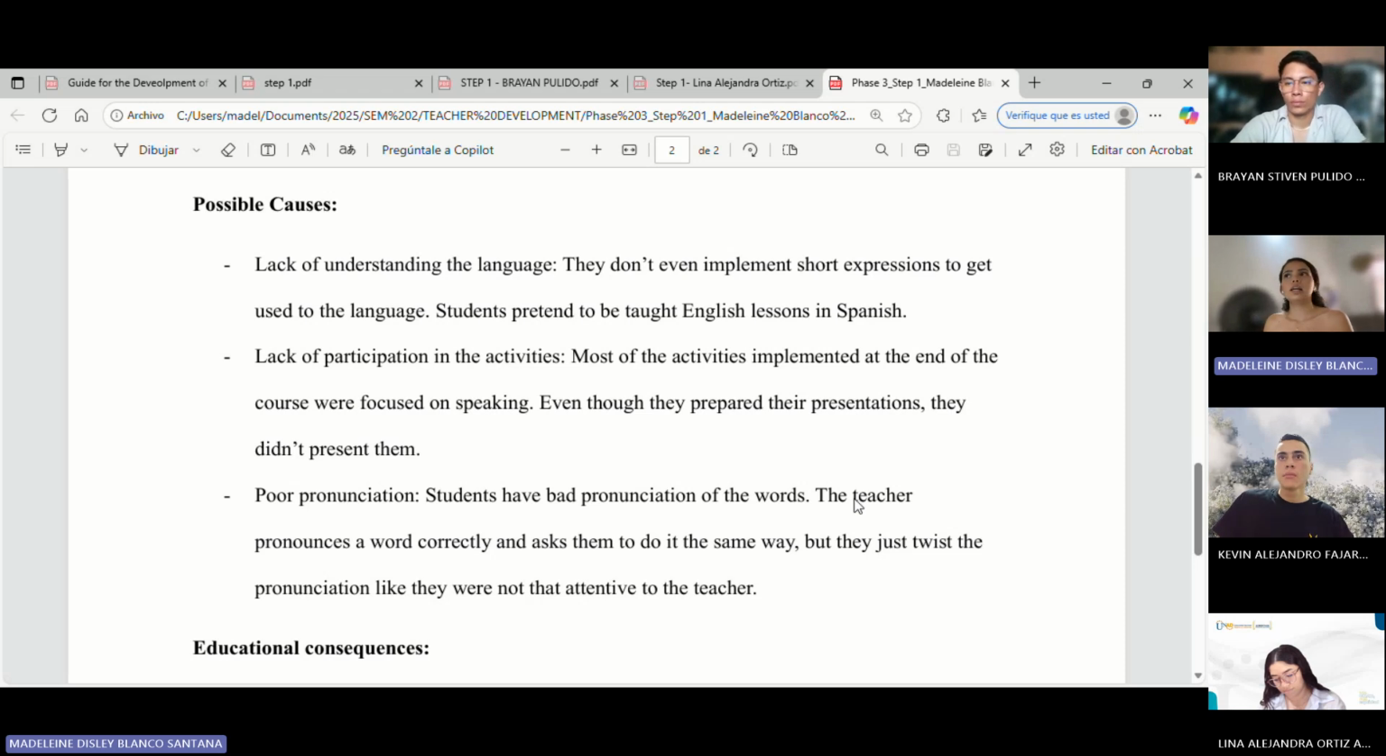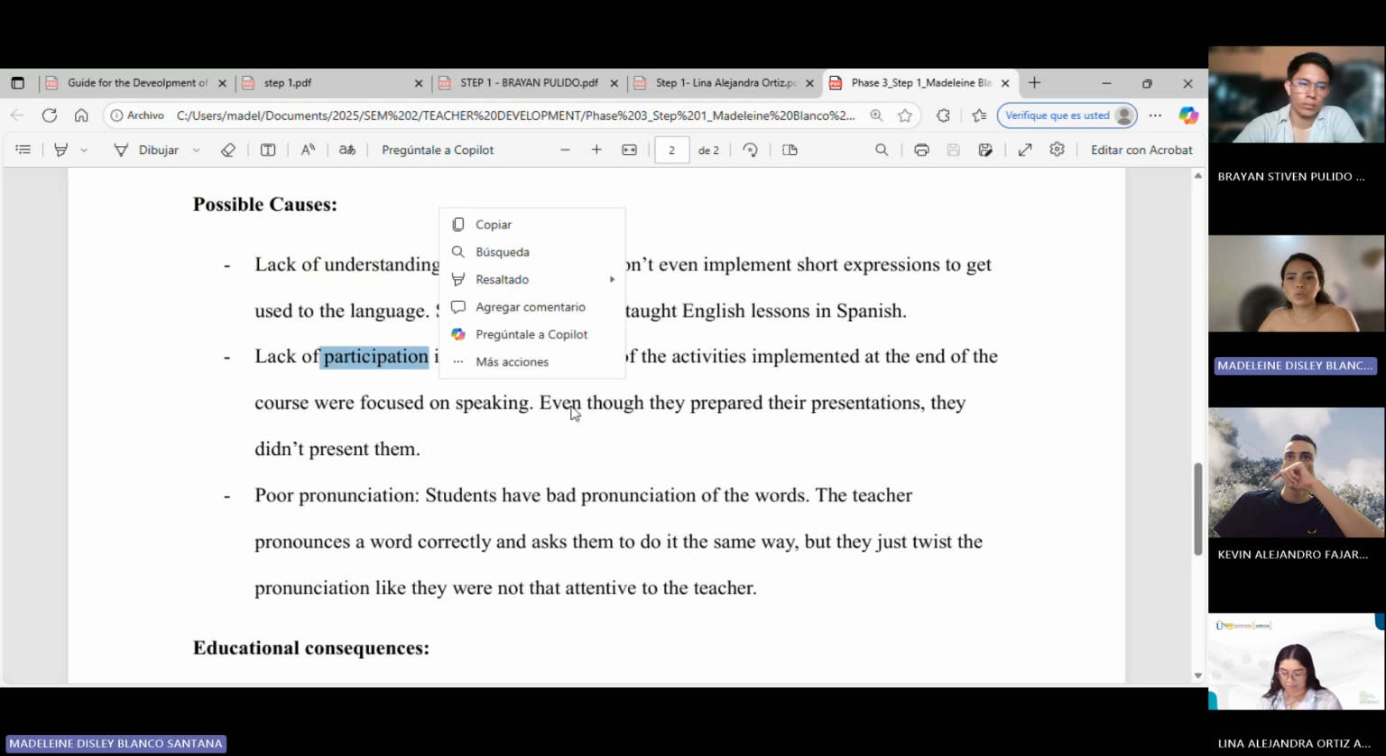And the other cause that I found is the poor pronunciation, especially for the spelling bee. I give them a word, and the rule was that as soon as they get the word, they have to pronounce it again, then spell it, and then pronounce it when they finish. So, for example, lack, or let's say participation. So I give them this word, participation, and they pronounce it like participación or participation. So they change completely the pronunciation, even if they just have listened to it.